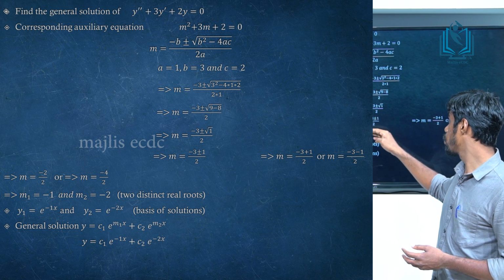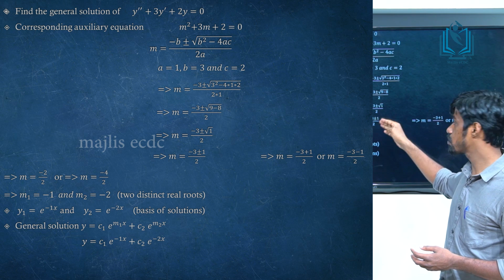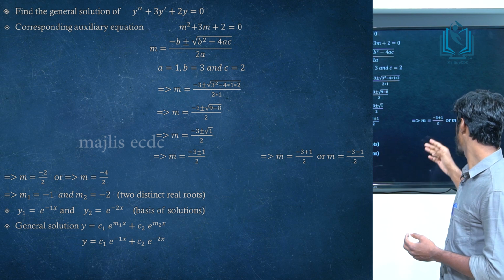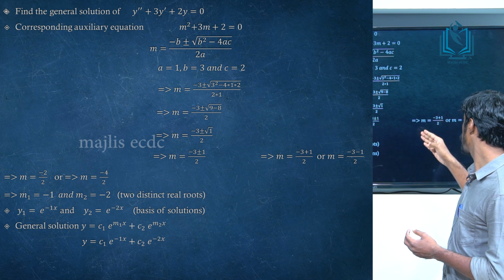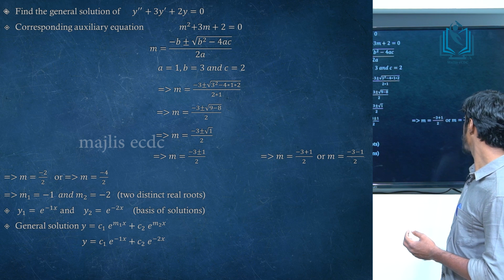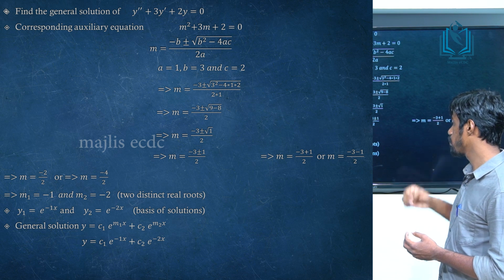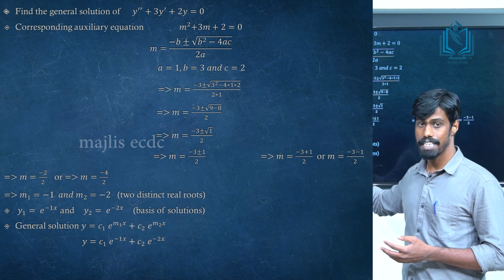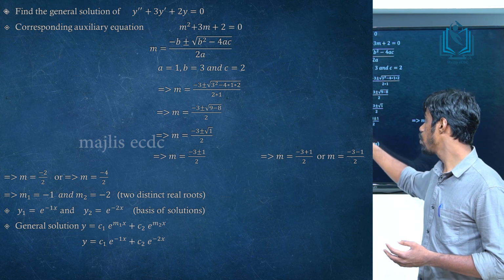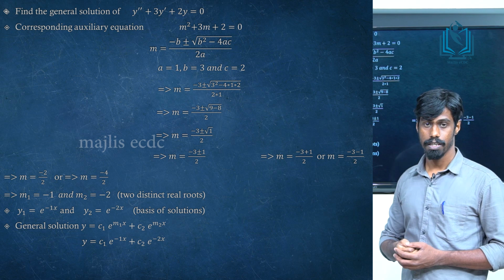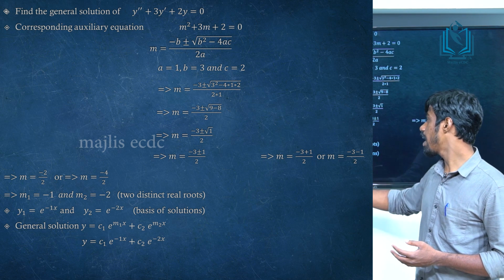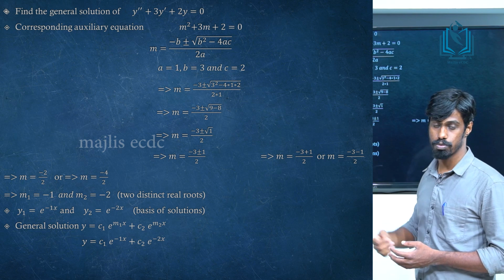m is equal to minus 3 plus or minus 1 all divided by 2. That implies m is equal to minus 3 plus 1 all divided by 2, or m is equal to minus 3 minus 1 all divided by 2. That implies m is equal to minus 2 by 2 or m is equal to minus 4 by 2. Then m is equal to minus 1 and m is equal to minus 2.